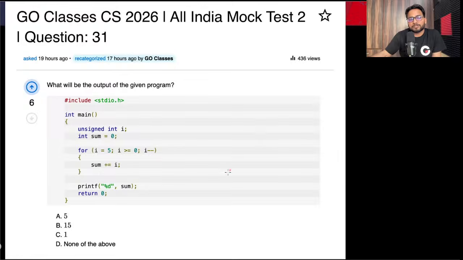Now let's solve this question. So this question has turned out to be an interesting question. The reason will be obvious to you. So here in this question, I'm just asking for the sum. But the interesting part is that I is an unsigned integer, and they are saying I is greater than or equal to 0.